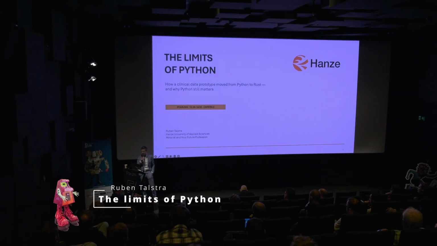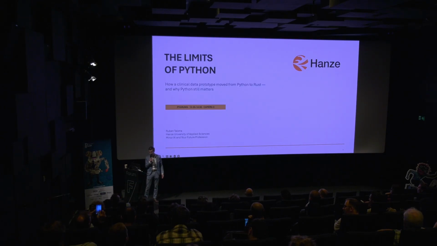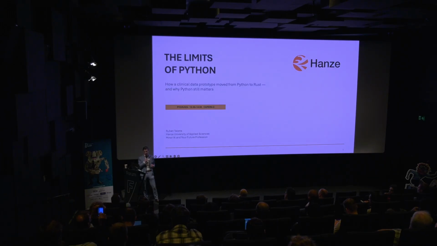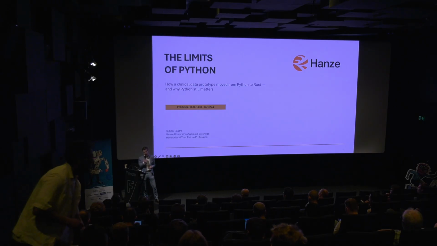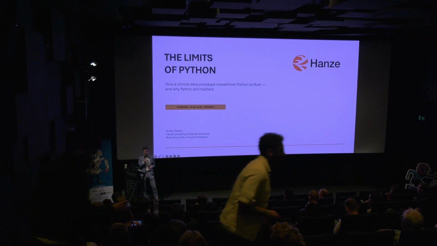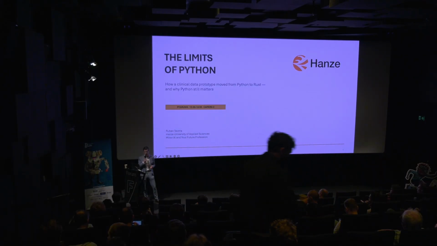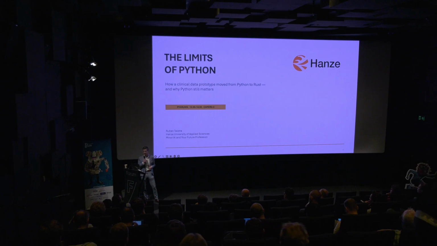So yeah, my name is Ruben Telstra. I'm going to talk about the limits of Python, and I want to say right now that it's not about Python being bad or Rust or another language being better. It's more about my personal experience during this project, how I discovered what I went through, and how my proof of concept went to an MVP, an early release variant, and how this eventually became more of a product by itself. So yeah, then I will start.